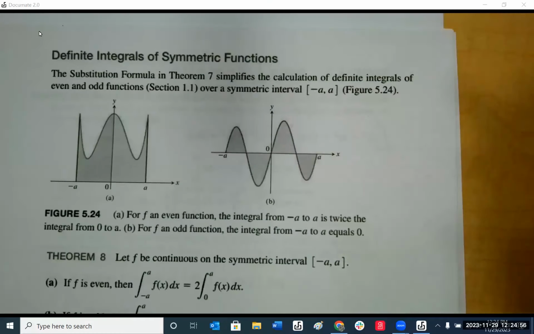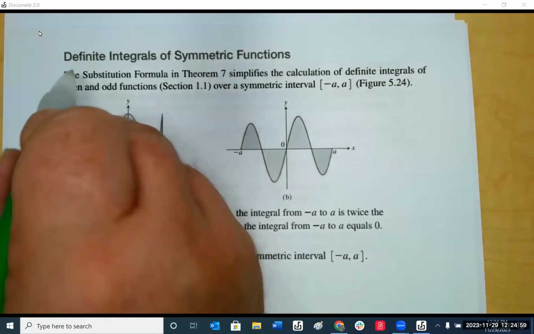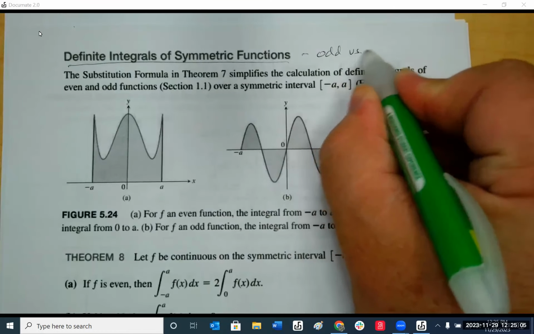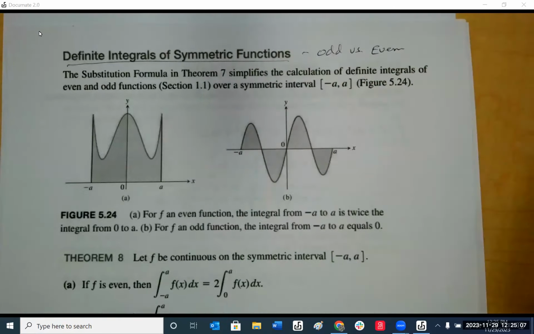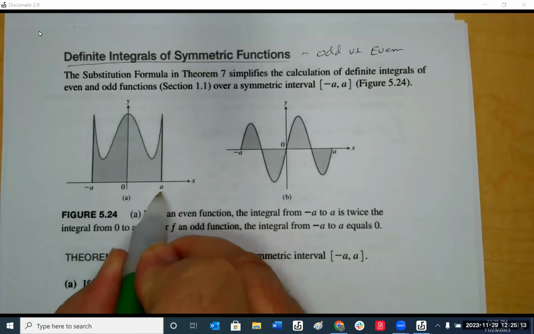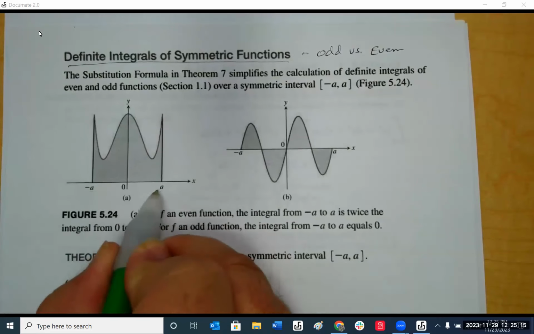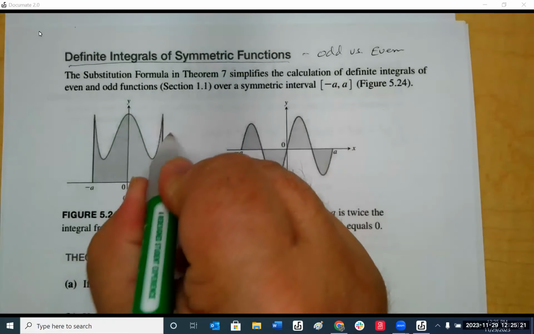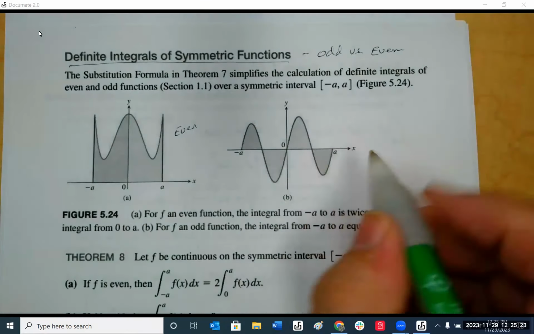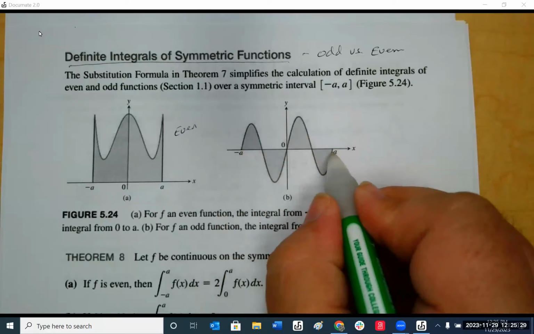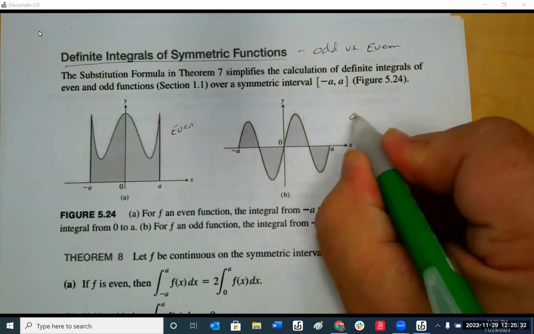Right. Let's look at the next section: definite integrals of symmetric functions. Whenever we talk about symmetric functions, we're looking at odd versus even. An even function is one where the only thing that changes is your x, from positive to negative, and the y stays the same. An odd function, when you change your x to negative x, changes from negative to positive, positive to negative. This is an odd function.